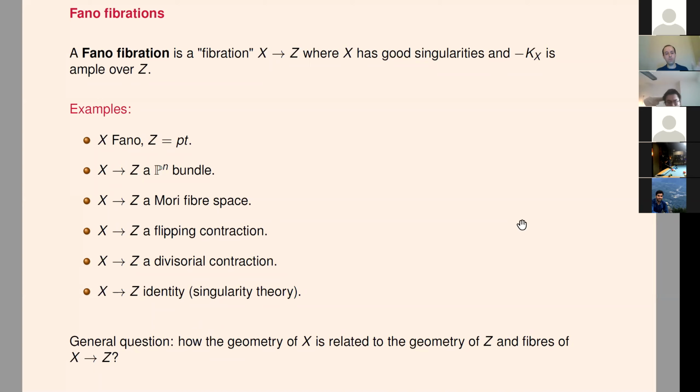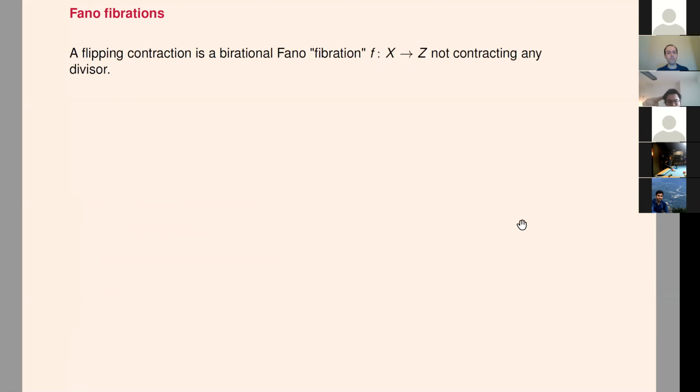Okay, so we have Fanos, we have Fano fibrations, and now I want to talk about flipping contractions in particular, to go into a bit more detail. A flipping contraction is a birational Fano fibration that does not contract any divisor, but it contracts some other subvarieties. So for example, in the case of threefolds, you can contract a curve, but not a surface. In dimension 2, flipping contractions just don't appear, because if you contract something, it will automatically be a divisor.